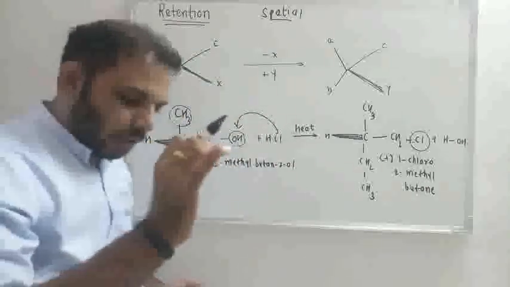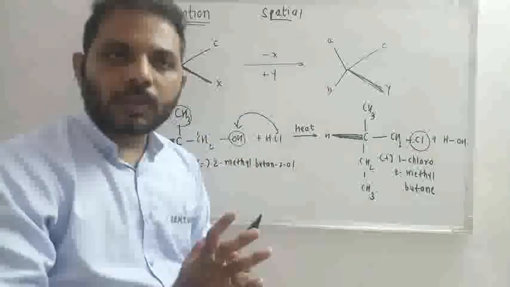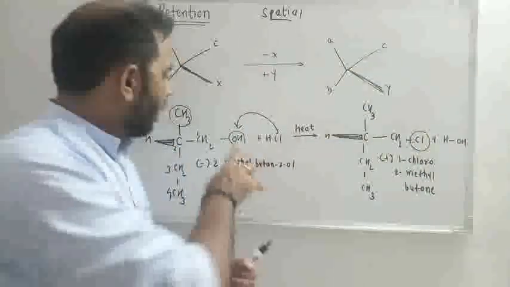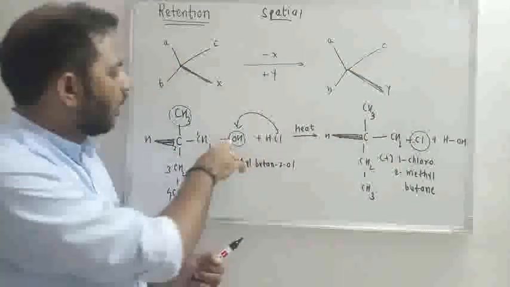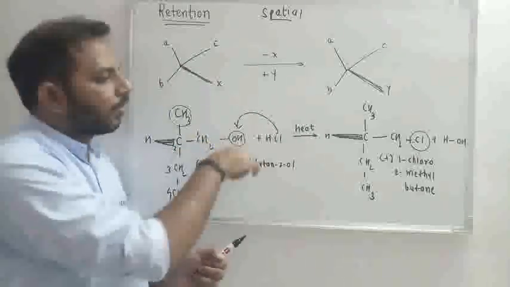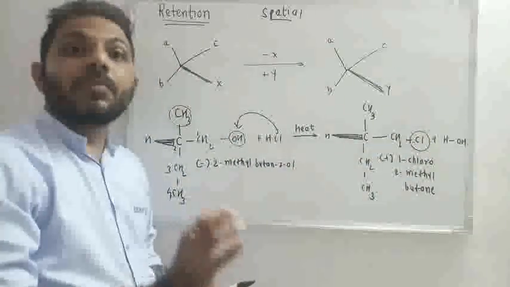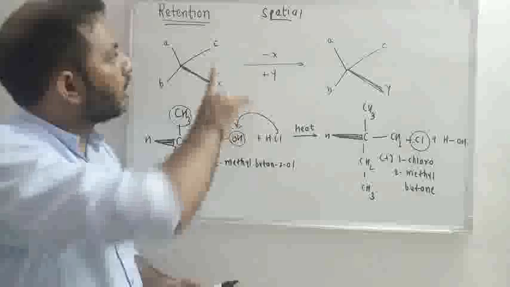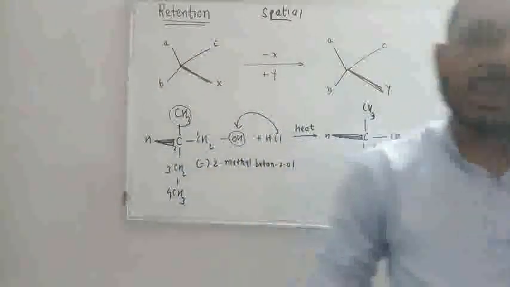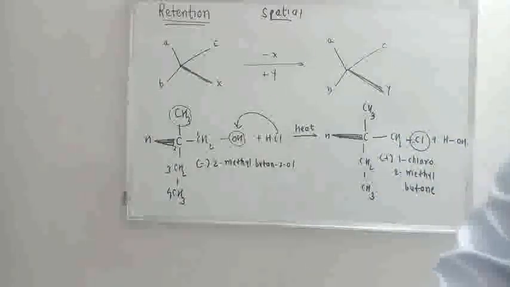So retention means although there is substitution, the arrangement of atoms remains the same. The atom which used to be earlier at that carbon, at that configuration, after substitution, the arrangement is not getting changed. The configuration remains the same, right? So that is known as retention. Now we are going to discuss inversion and retention in detail with one more example.